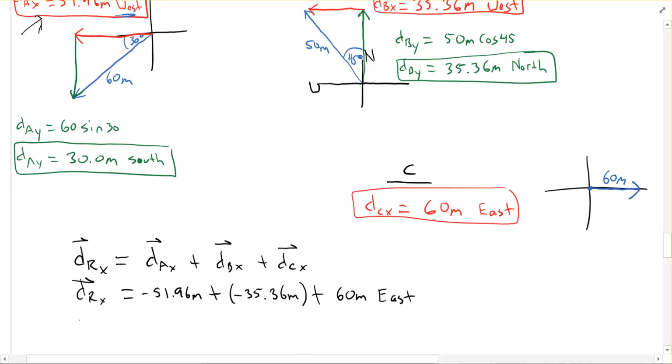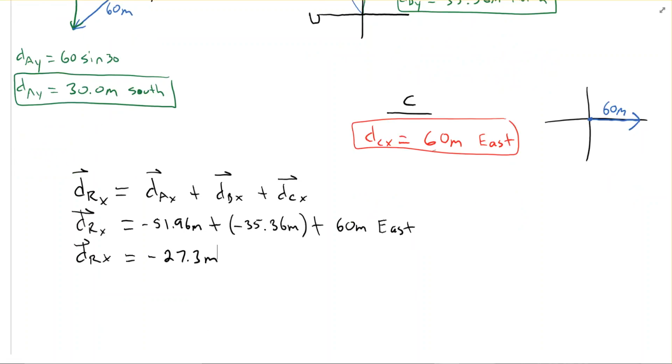All right, if you add those all up, you get negative 27.3 meters. So that really just means 27.3 meters to the west. Okay, so that's the first component.